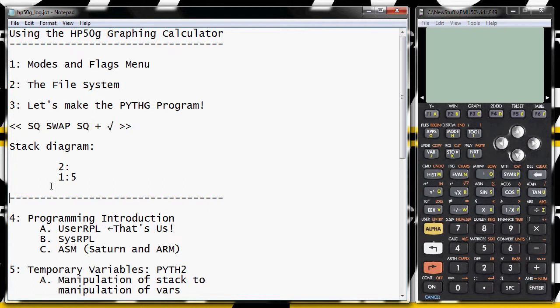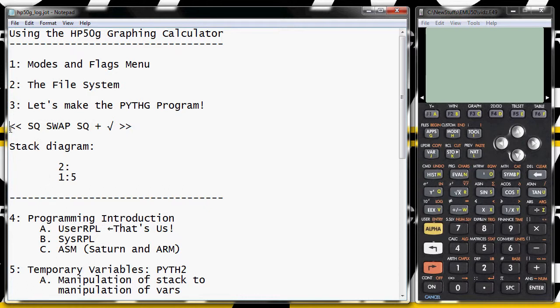Before we actually do any programming today, I'd like to talk briefly about what programming on the HP really is like. There are actually four programming languages that are directly on your calculator. Now, you can use the C programming language to program from your computer and then transfer over to the calculator, but I'm just going to be talking about things you can do directly on the calculator.